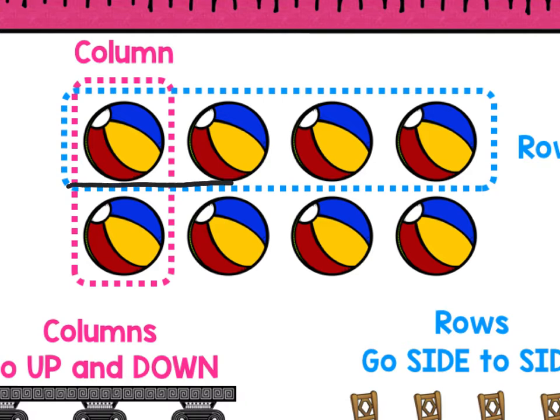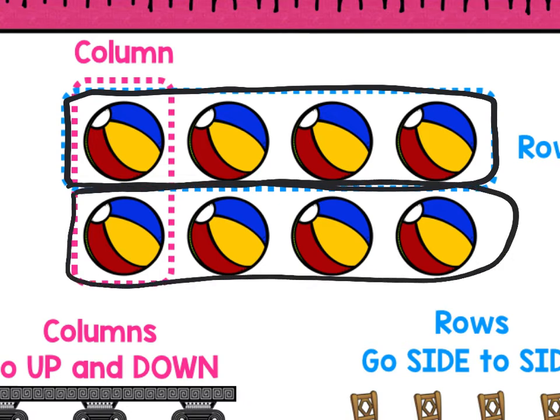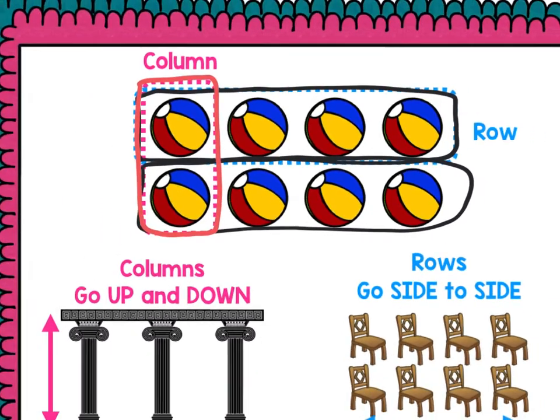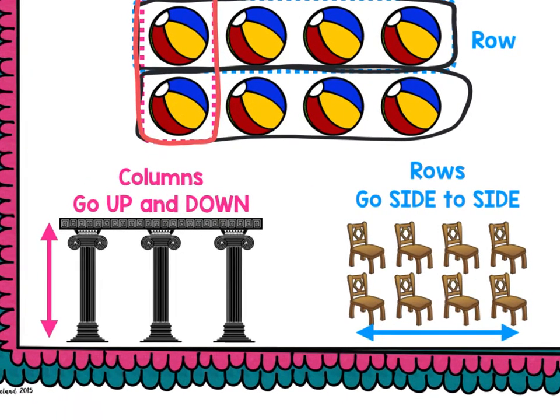So this right here, what I'm circling, this is one row. Underneath it, we have another row. So there's 2 rows. When I use the word column, I'm talking about if we go up and down like this. That's a column. We can see that right here. Columns go up and down, and rows go side to side.